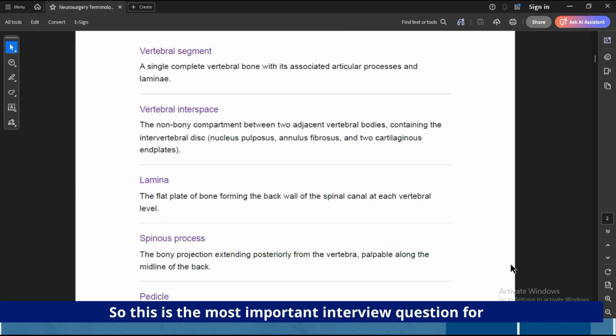So this is the most important interview question for you. If you go to interview, they will ask you what is the difference between vertebral segment and vertebral interspace. Vertebral interspace is the non-bony compartment between two vertebral bodies. Vertebral segment is the combination of vertebral bone with its associated articular process. This is very important for interviews.